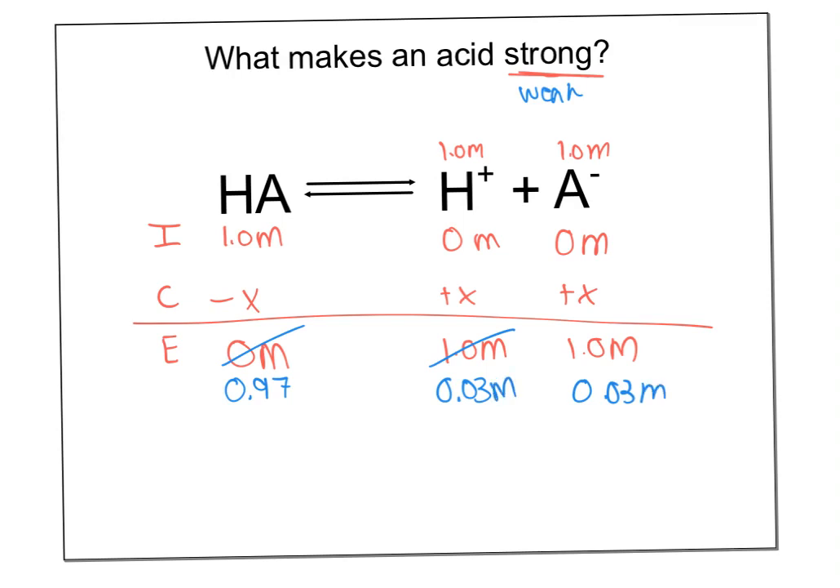Less than 5%, only 3% of this actually split apart. Most of it stays as HA, only a tiny, tiny bit broke off, right? So we're left with mostly the same concentration, a tiny bit of H plus, a tiny bit of A minus. So a weak acid, only a small portion of the H plus breaks off. A strong acid, 100% of the acid breaks down.